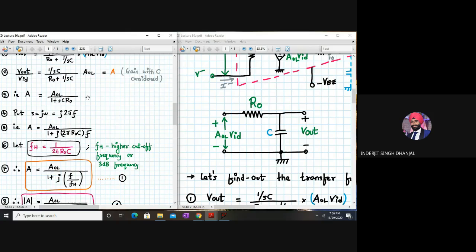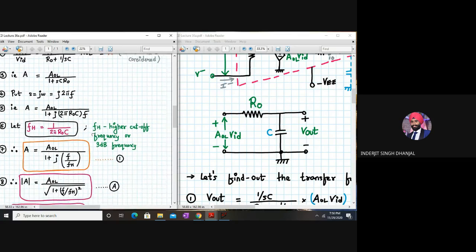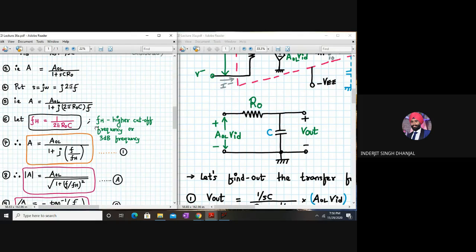Now from here, we substitute the value of FH as 1 upon 2 pi RO into C, where FH is the higher cutoff frequency or the 3 dB frequency. So your equation number 1 will look like A will be given by AOL divided by 1 plus j times F upon FH. Okay. Again, I repeat, A will be given by AOL divided by 1 plus j times F upon FH, where FH is given by 1 upon 2 pi RO into C.